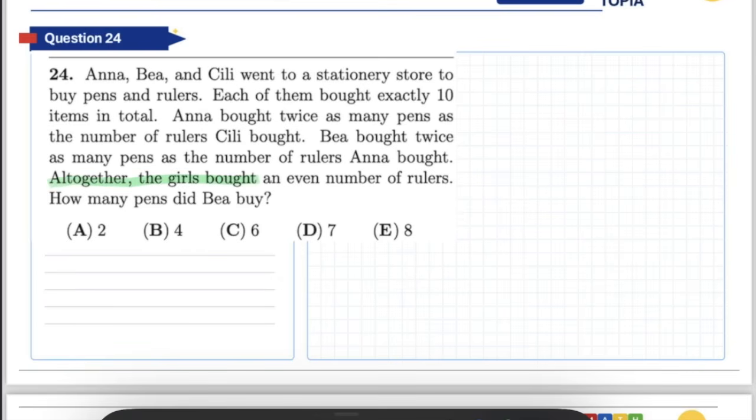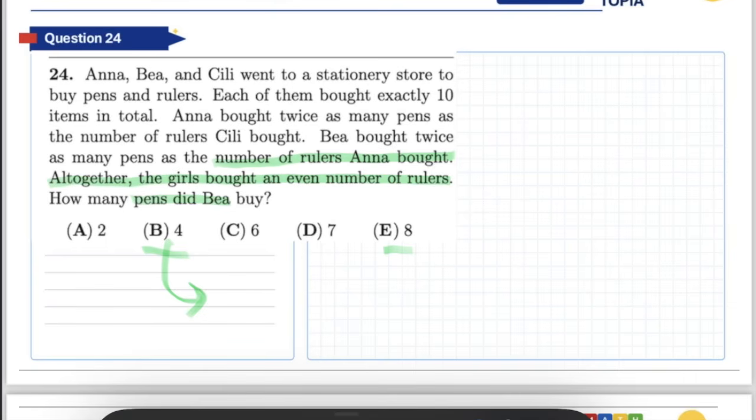We're given that the girls together bought an even number of rulers, which means all of them bought an even number of rulers each, or 2 of them were odd and 1 was even. Let's take the easier case that all of them are even. So if the number of rulers Anna bought was even, the number of pens B buys would be twice a multiple of 2, which means it's a multiple of 4. That leaves the options 4 and 8 for this case.